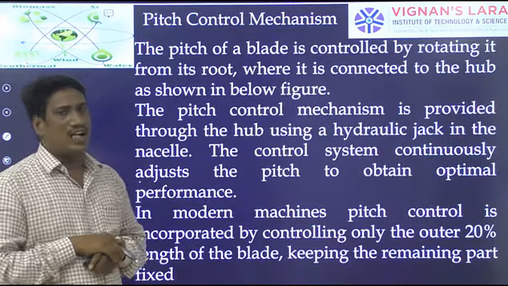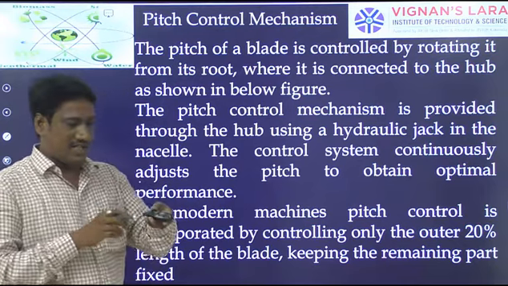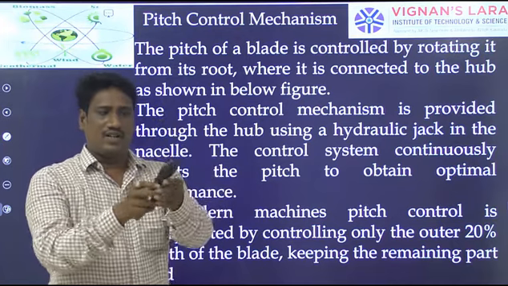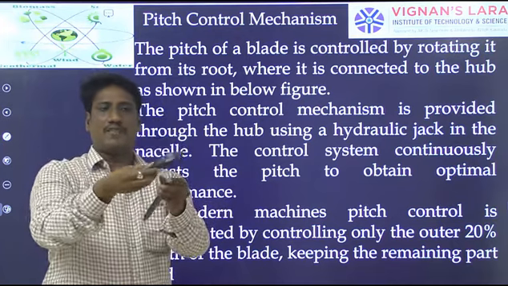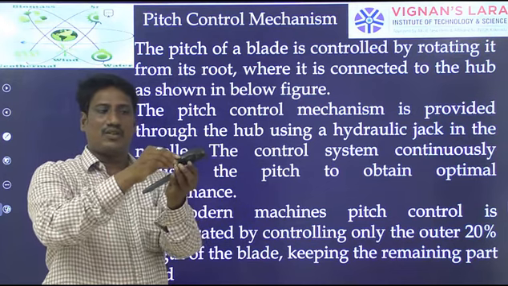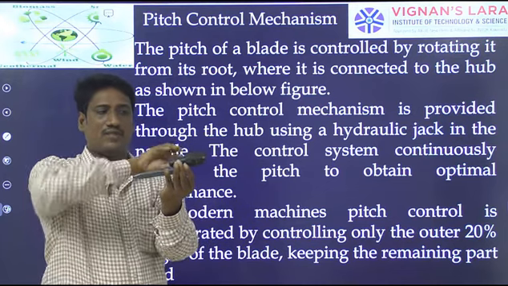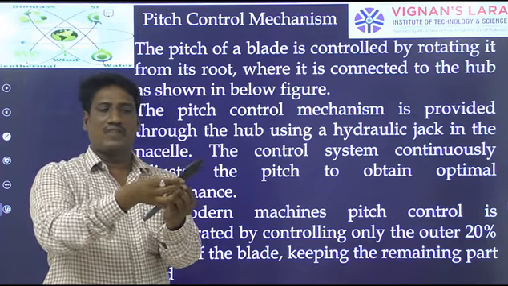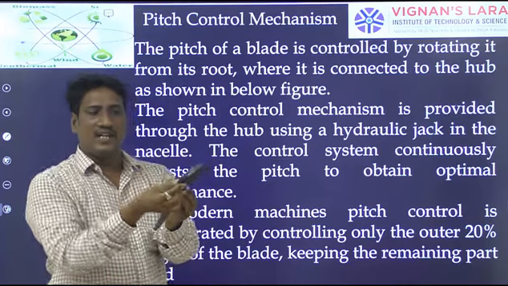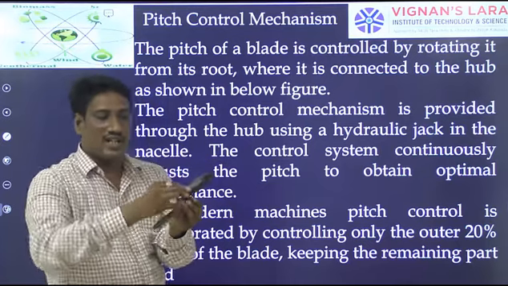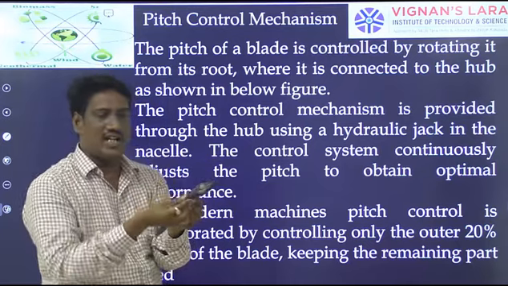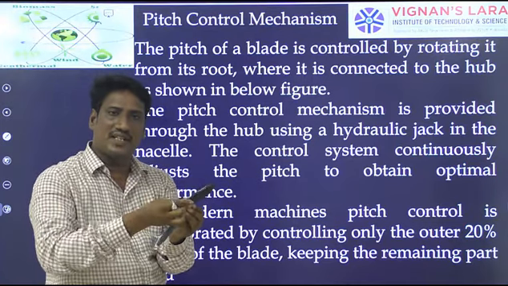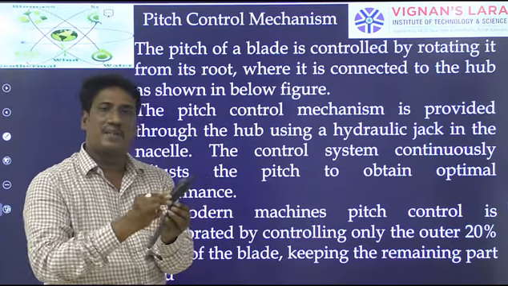Next, the pitch control mechanism. What is meant by the pitch control mechanism? The blades are connected to the hub. If the blade is oriented properly to the wind direction, most force will be applied on the surface of the blade. From the root of the blade, it can rotate like this. Based on the wind condition, the surface of the blade can be controlled from the root, which is called the pitch control mechanism.